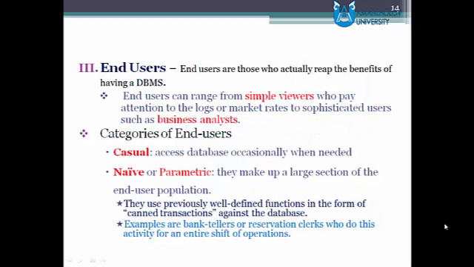End users are those who actually reap the benefits of having a DBMS. And users can range from simple viewers who pay attention to the logs or market rates to sophisticated users such as business analysts. Categories of end users: casual, naive, or parametric. All information about categories of end users you can see from this slide.